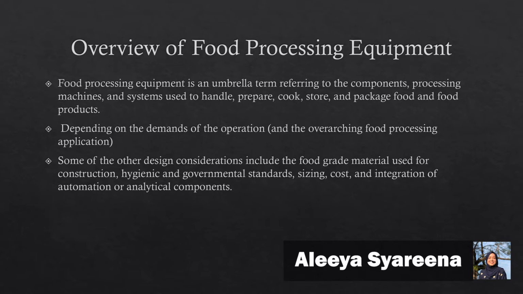Next, some of the other design considerations include the food grade material used for construction, hygiene, and governmental standards, sizing, cost, and integration of automation or analytical components. Each characteristic can influence the performance and efficiency of the equipment, but choosing the optimal design and construction is dependent on the specifications and requirements of the particular food processing application.